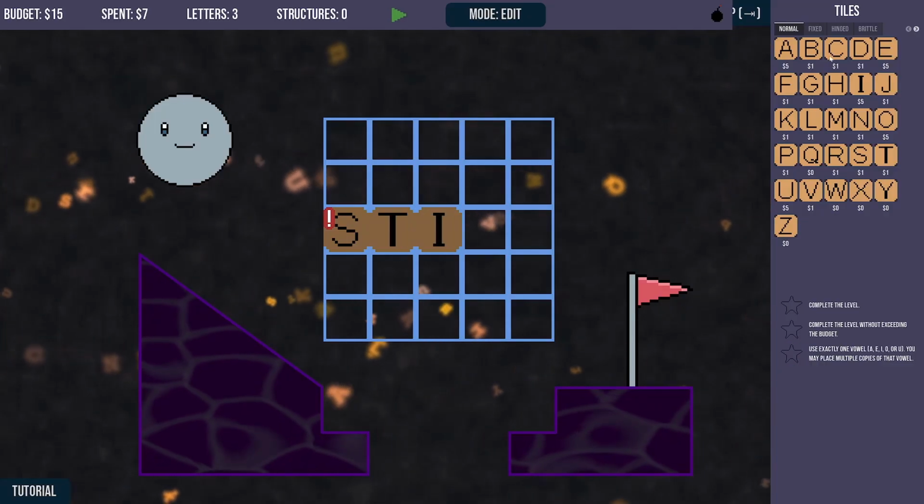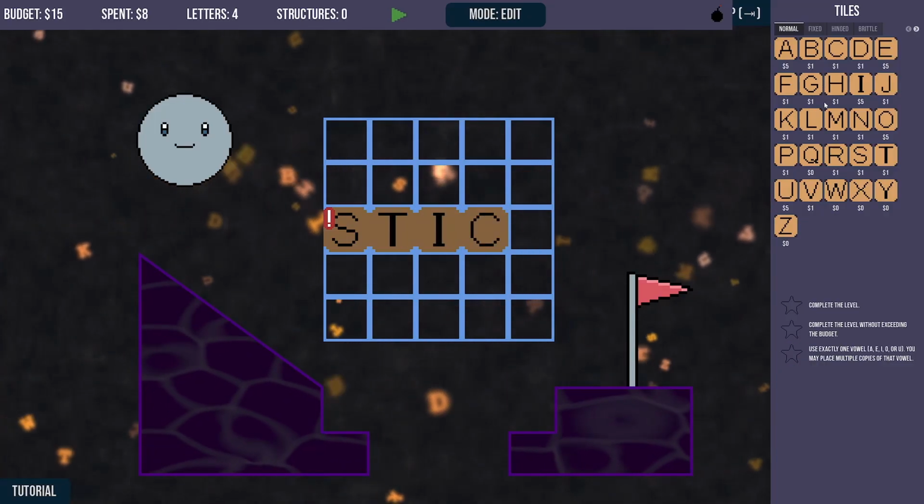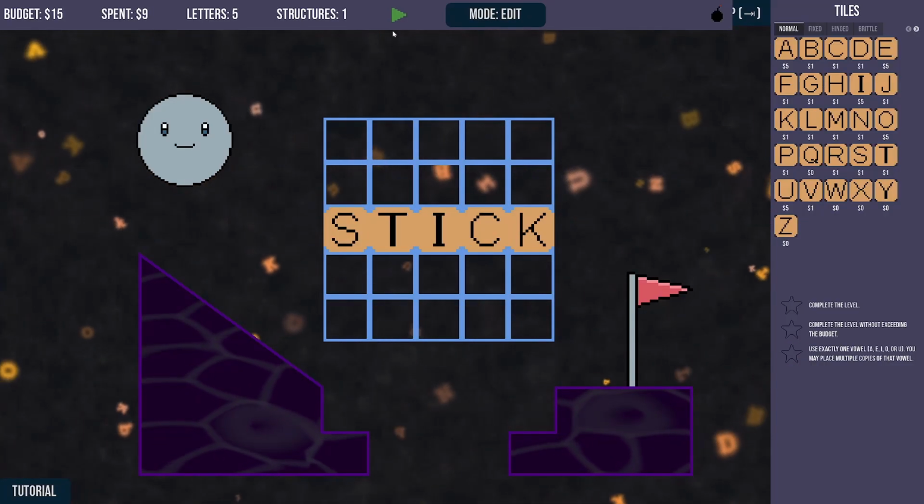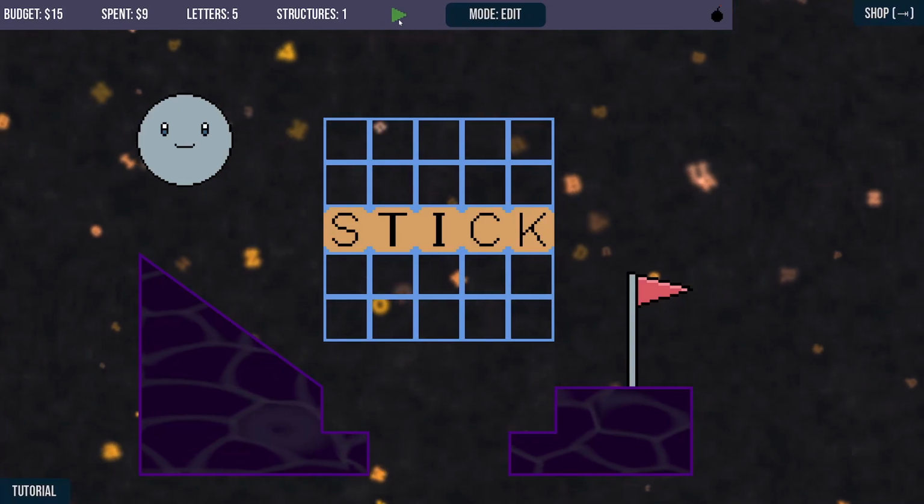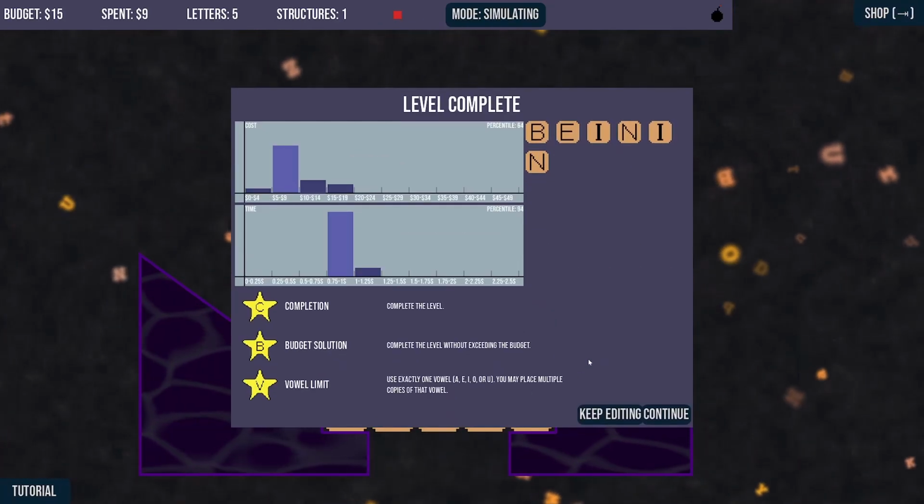Any contiguous tile structure becomes a physics object that you can use to get the ball to the flag. So in this level, I've made a 5-letter bridge to cross this 3-letter gap.